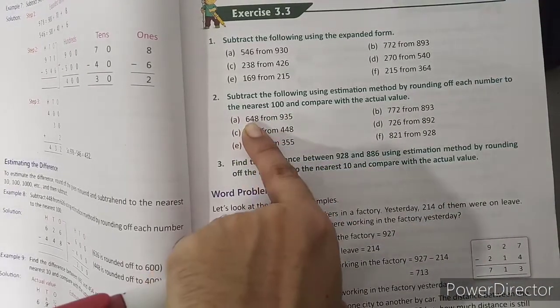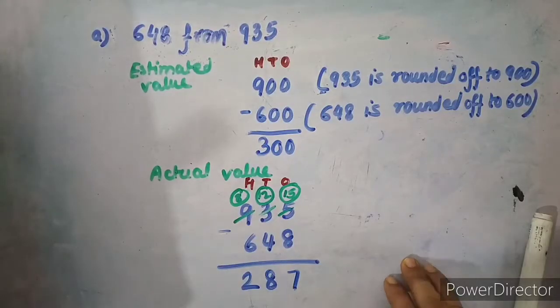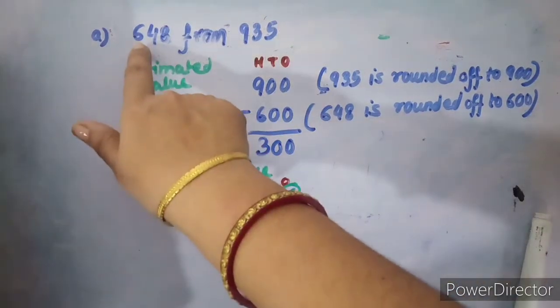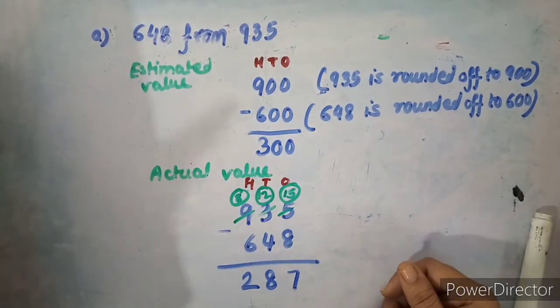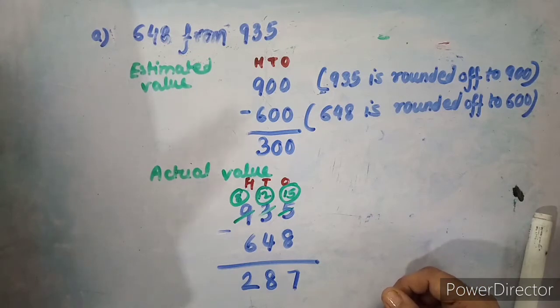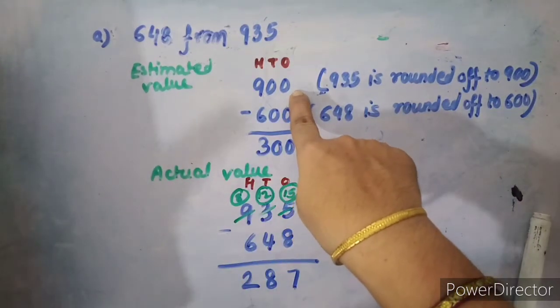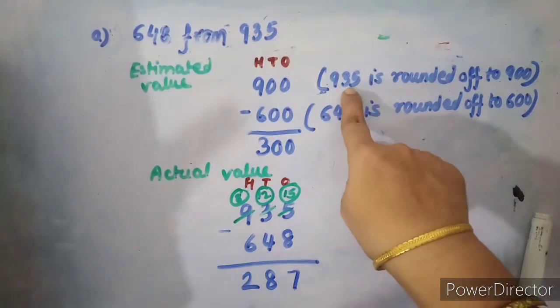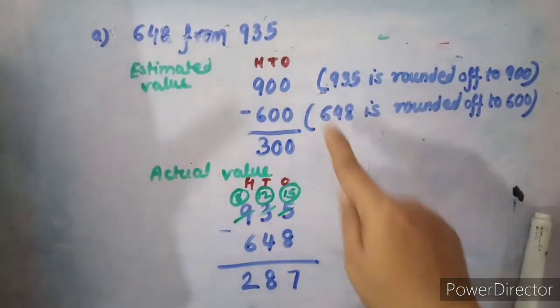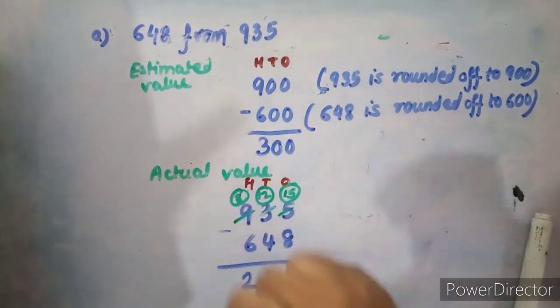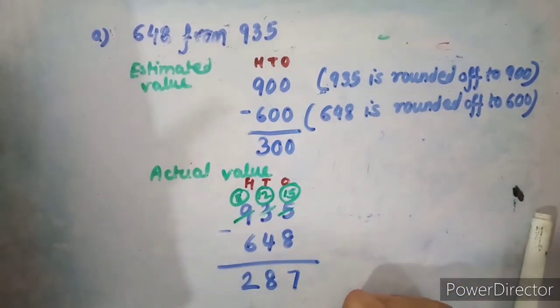So for the first question, now you can see that we have started with the second problem. Here we have 648 from 935. Now in this question you need to take out the estimate value as well as the actual value. So see, I have taken out the estimated value. That means that 935 is rounded up to 900 and 648 is rounded up to 600 because you have been told to round up the numbers to its nearest 100.